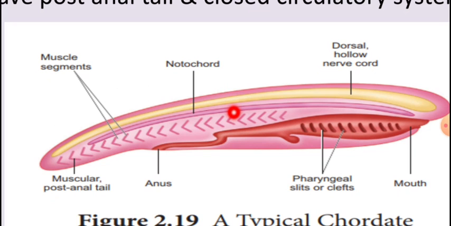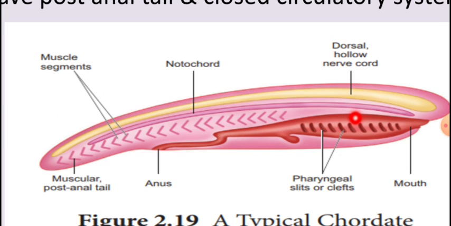This is the notochord. A rod-like structure is called a notochord. So they will be having a notochord, a dorsal hollow tubular nerve cord. See, this is the hollow tubular nerve cord, and pharyngeal gill slits. Phylum Chordata will be having a notochord, a nerve cord and pharyngeal gill slits.